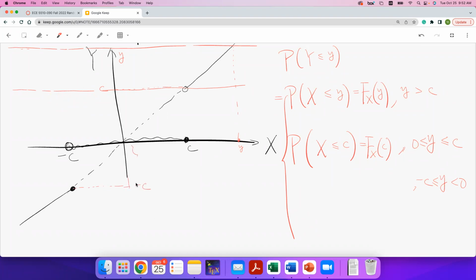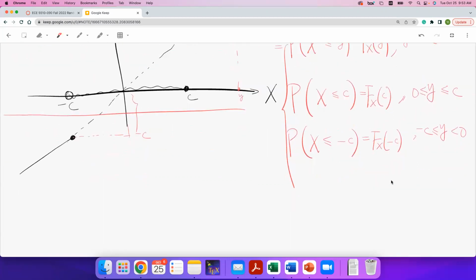If y is in between these 2 points, if you draw a horizontal line here, if y is here, then the part of this function that is below this horizontal line is only this linear part. So in this case, x is less than or equal to negative c. Okay, only this part is below this horizontal line.